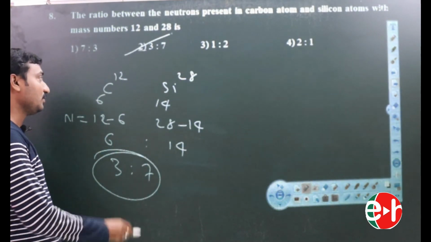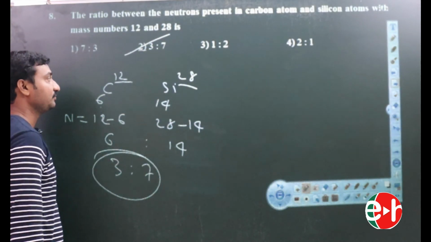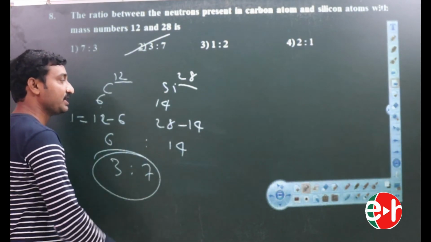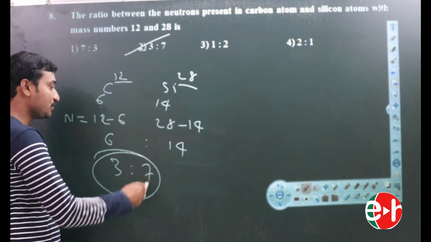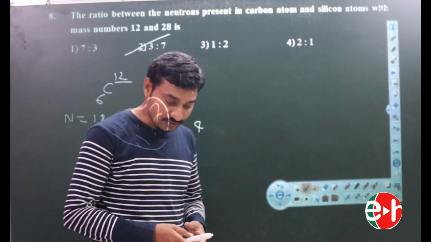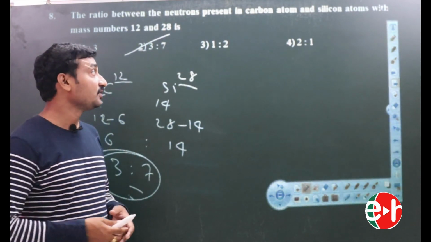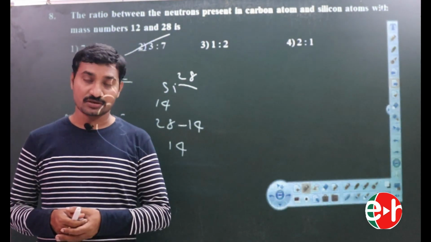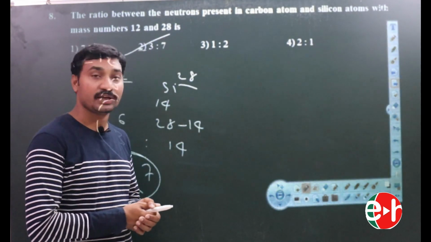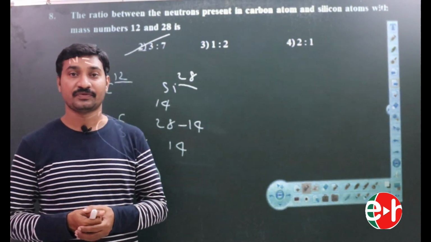Given mass numbers, we know atomic numbers 6 and 14. Number of neutrons: 12 minus 6 is 6, 28 minus 14 is 14. So 6 is to 14, 3 is to 7, and the second one is the right answer. In this class we discussed different objective questions on atomic number, mass number, isobar, isotone, isodiapher, like that. Next class we will discuss subatomic models. Okay, thank you.